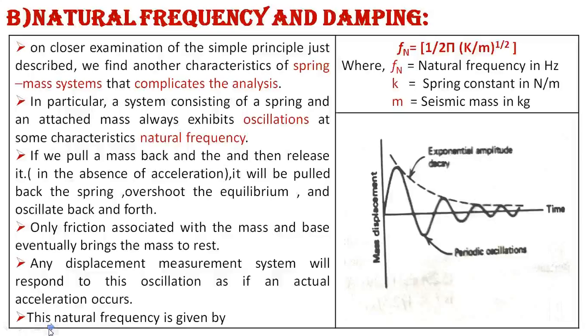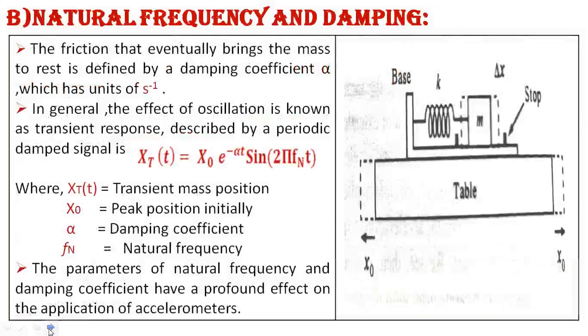Any displacement measurement system will respond to this oscillation as if an actual acceleration occurred. This natural frequency is given by fn = (1/2 pi) square root of (k/m), where fn is the natural frequency in hertz, k is the spring constant in newtons per meter, and m is the seismic mass in kg. That diagram shows the time and mass displacement. Now next one is the natural frequency and damping.